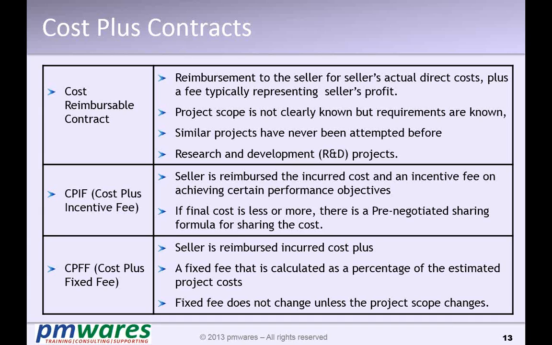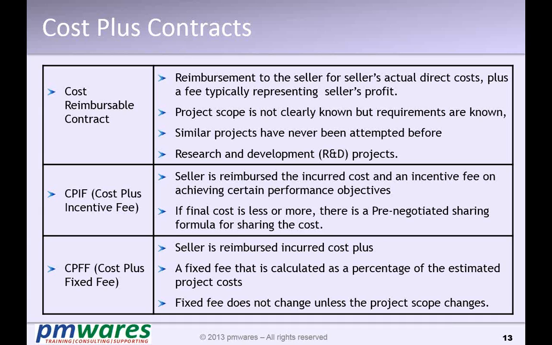Now we talk about some kind of fee. So cost reimbursement with a fee. With cost reimbursement, the seller is getting nothing extra. So for his effort, he gets something out of it. So he gets a fee. The fee will be a profit for the seller.